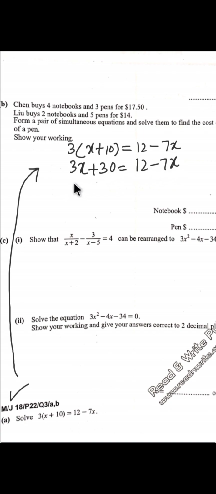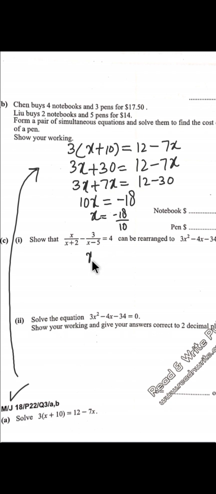Now take 7x here and 30 to the other side. So 3x plus 7x, this is equal to 12 minus 30. So 10x is equal to 12 minus 30, which is minus 18. So x is equal to minus 18 over 10, and upon simplification we get 2 fives are 10 and 2 nines are 18. So x is equal to minus 9 by 5 is the final answer to the question.